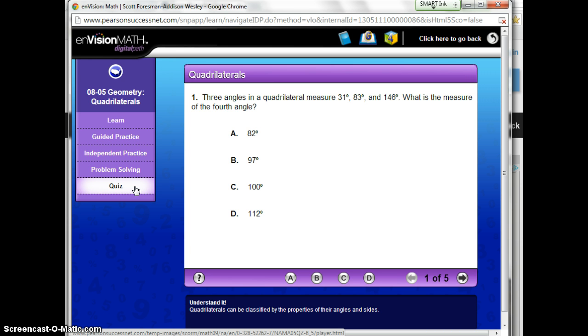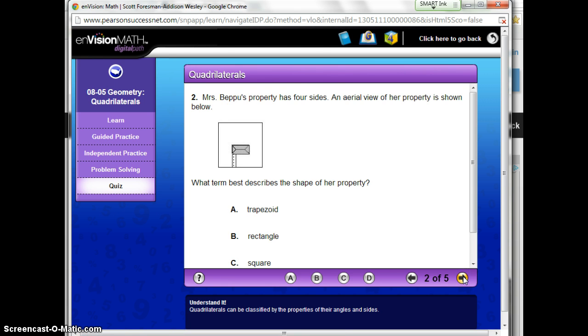Sarah? 100. Okay. Tell me what you did to find the answer. I added 31 plus 83 plus 146, and then I took 360 minus that number and got 100. 100 is the correct answer. Did anybody do it differently than Sarah? Dathan, what did you do? I took 360 minus 146 minus 83 minus 31. And you got the same answer, correct? Good work.